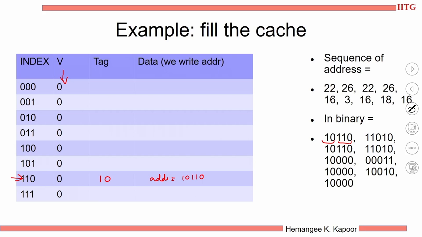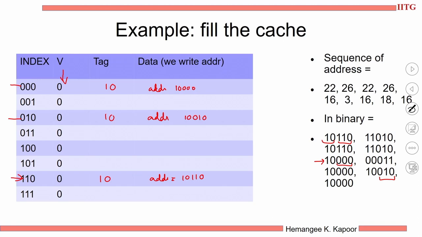Suppose I directly jump to a new address. Suppose I am loading this. You can fill the others for yourself. Then here the index is the last 3 bits. So this row, the tag is 10. Okay, and the address I have loaded here is 1 followed by 4 zeros. Okay, right. If I take something else, say this one. So 010, so we'll go to this location, write the tag as 10. The address I have loaded here is 10010, and so on.